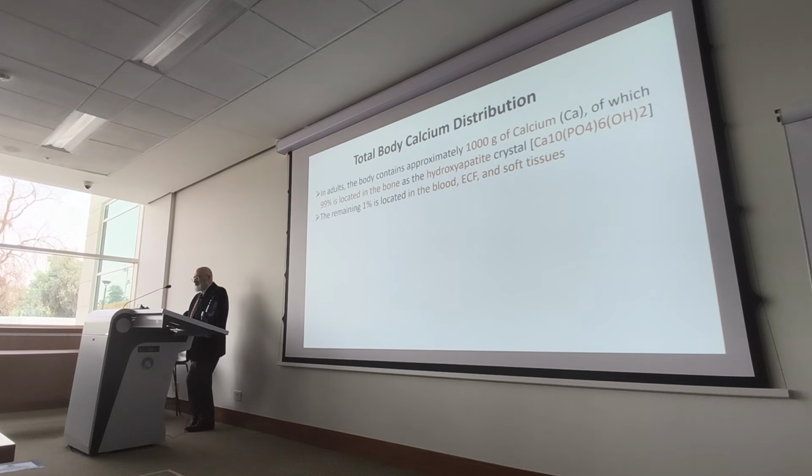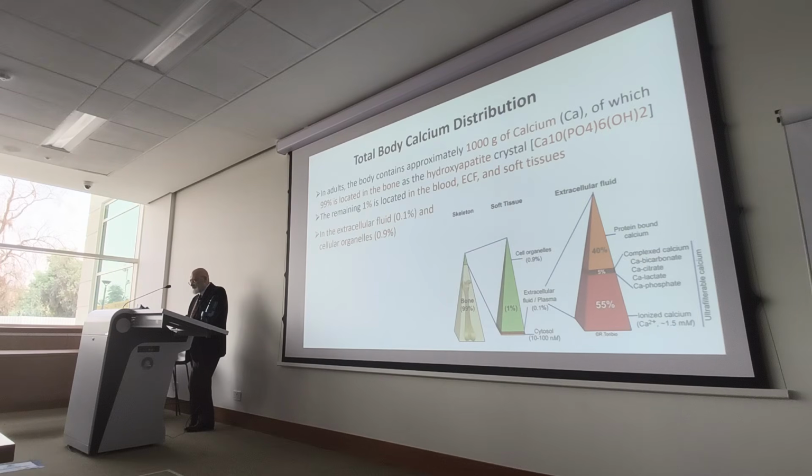Only 1% of this, which is 10 grams, is located in the blood, in the extracellular fluid, and inside your soft tissues. The 1% is also divided: one-tenth of the 1%, which is 1 over 1,000, basically 1 gram, exists in the extracellular fluid, but the other 90% of the 1%, which is 0.9%, sits in the cellular organelles inside the cell. So only 1 over 1,000 of your calcium exists in the extracellular fluid, including your blood.